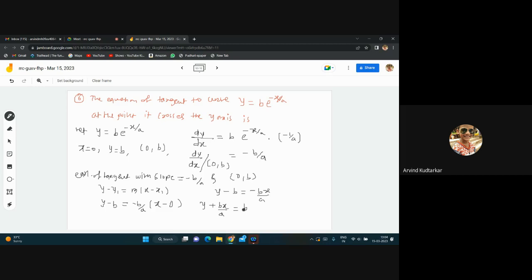So how to make that equation in simple form? Dividing by b on both the sides. If you divide both sides by b, what will you get? After dividing by b, we get y upon b plus x upon a is equal to 1. So what is the equation of tangent? x by a plus y by b is equal to 1. Wait, x by a plus y by b is equal to 1. This is what you get, the equation of tangent. Correct. This is the equation of tangent.